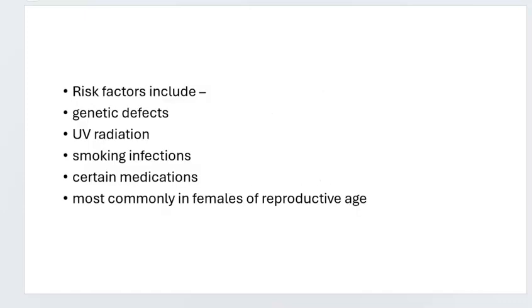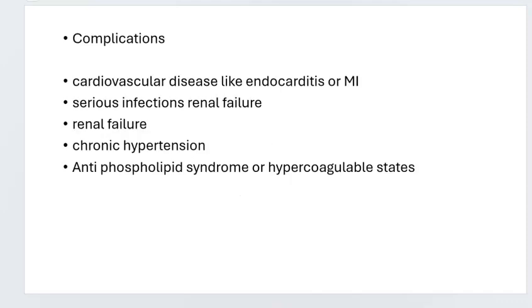Risk factors: genetic defects have to be there, and then our environmental exposures, the UV radiation, smoking, medicines. We know that you're at risk for it if you're female of reproductive age. Lupus can be a terrible disease because as those immune complexes settle within our organs, we can have serious complications like cardiovascular disease, endocarditis, and MI, very much issues with our renal function, chronic hypertension, and then things like antiphospholipid syndrome or hypercoagulable states like frequent DVTs, those kinds of things. And in a nutshell, that's our lupus.